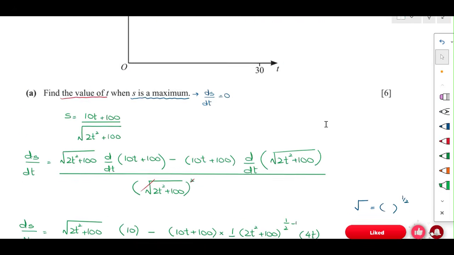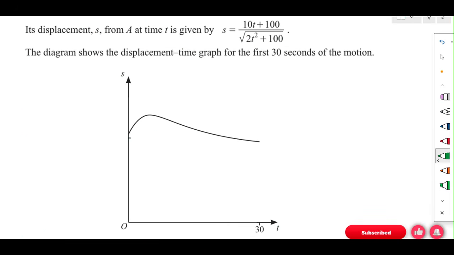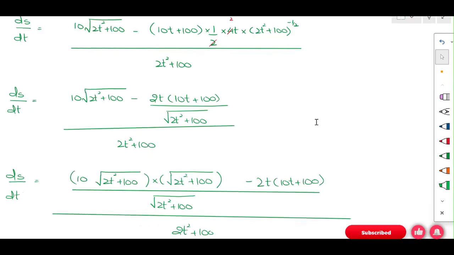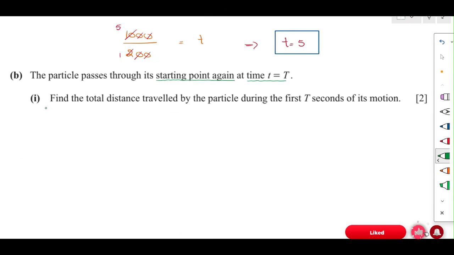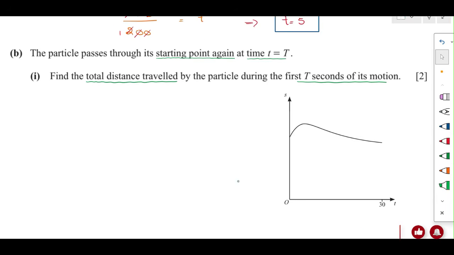Look at the graph. So what is the starting point? Starting point is a point at t equals 0. So this is the displacement time graph for the particle. The particle passes through this starting point again at t equals T, right? Okay, the question is part 1, find the total distance traveled by the particle during the first T seconds of its motion. So I pasted the picture for the displacement time graph.